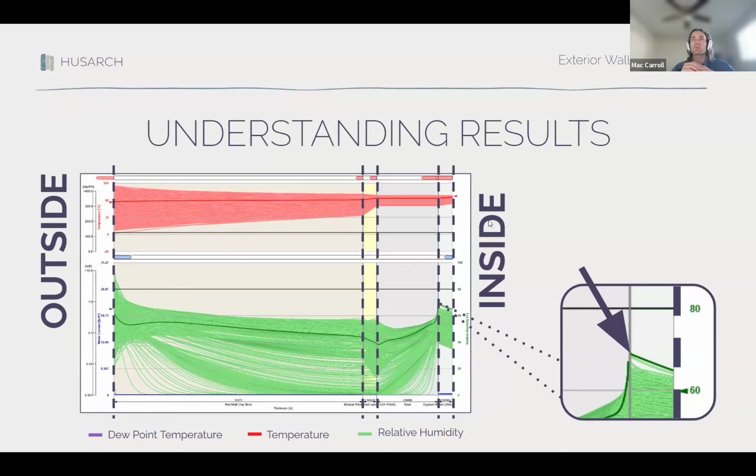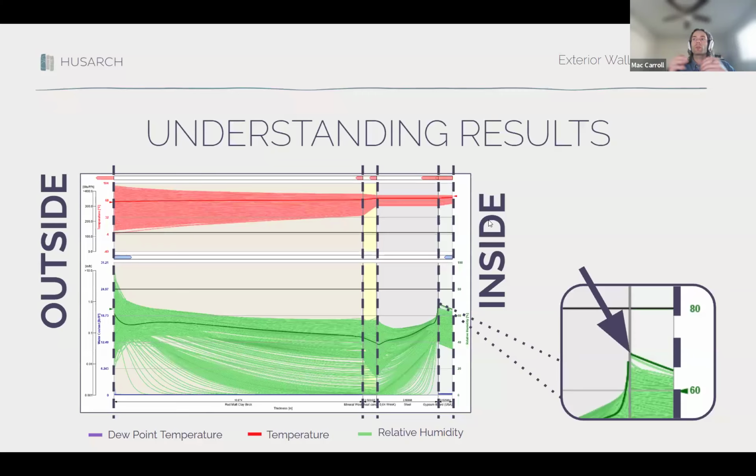So as I more or less said, we want to be looking at relative humidity, dew point temperature, and temperature. In this particular case, the relative humidity is what we're looking at on this graph. The far left is the exterior, where it looks like it's approaching 100% on the left side. But it's on the outside of the building, so it's not as much of a concern.